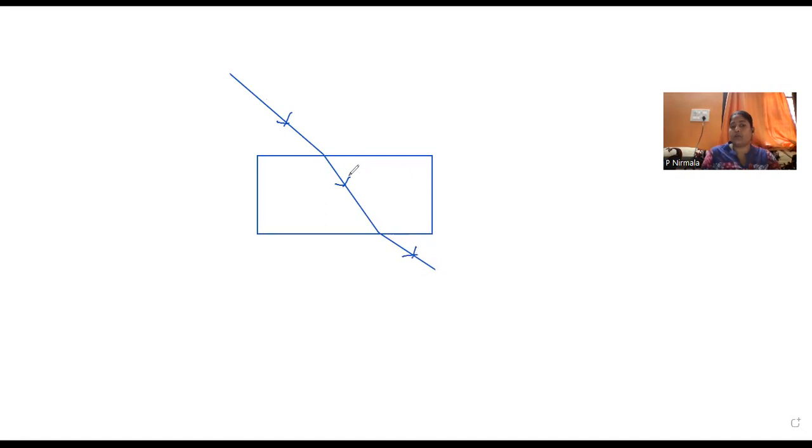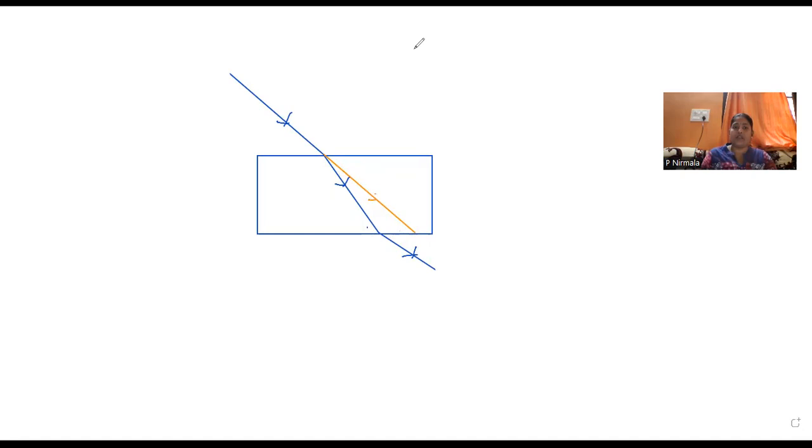So this is the process once light is incident on any medium. It passes through the medium, but it doesn't pass straight. It makes some angle. That means it bends and passes based on the density of that medium. Then while emerging out, again it makes an angle.